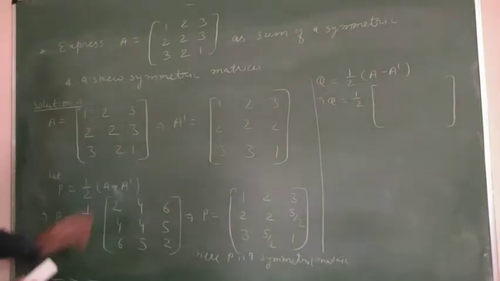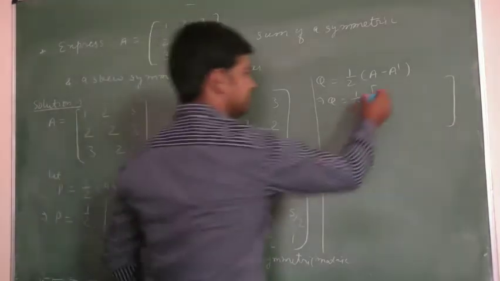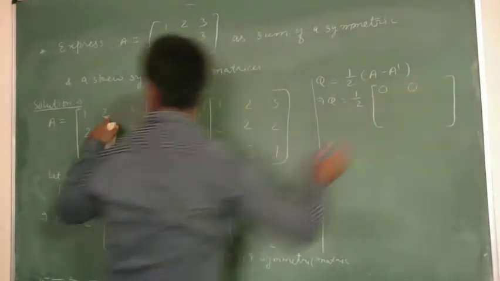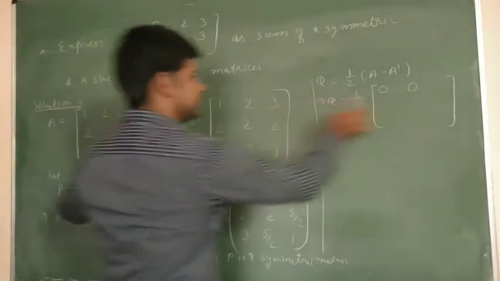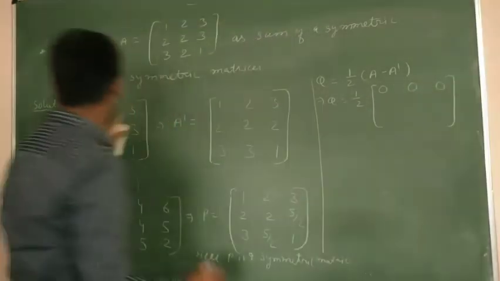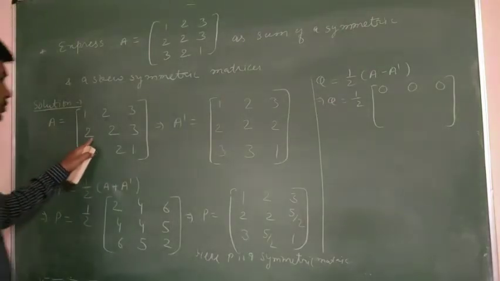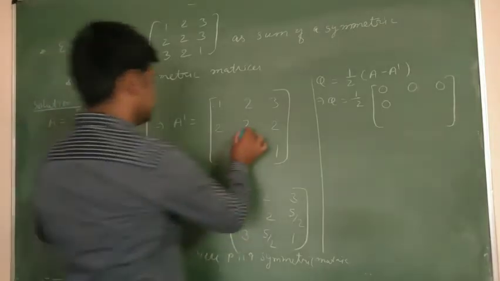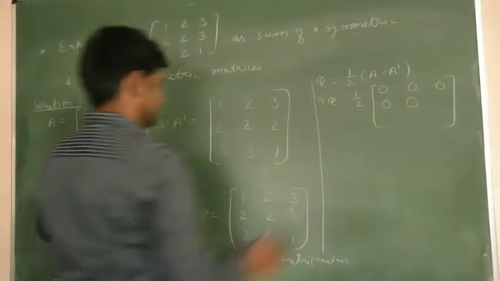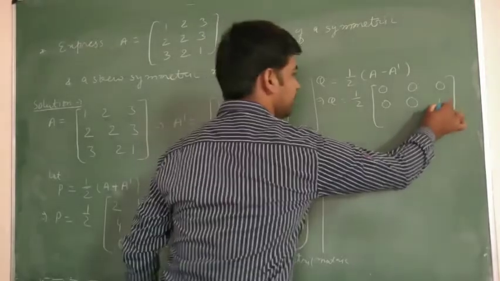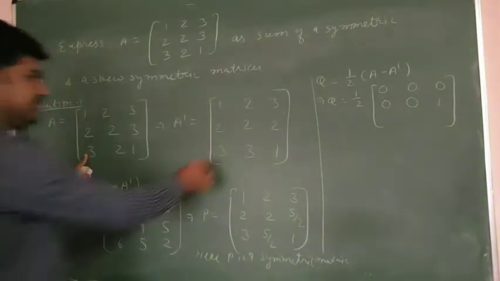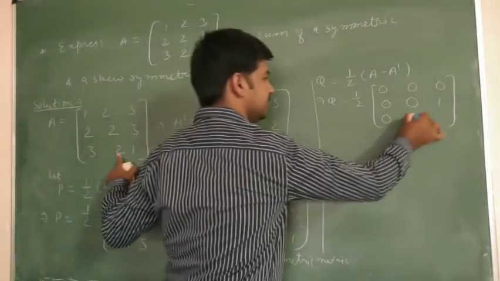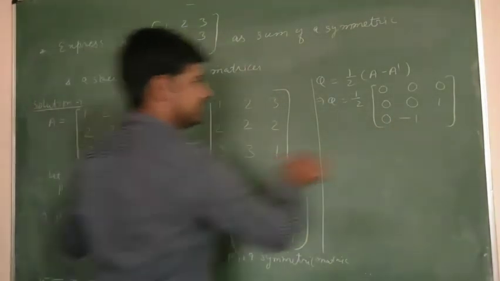So A minus A dash: 1 minus 1 is equal to 0, and 2 minus 2 is equal to 0, 3 minus 3 is equal to 0. Okay, and then 2 minus 2 is equal to 0, then 2 minus 2 is equal to 0, and 3 minus 2 is equal to 1. Okay, 3 minus 3 is equal to 0, 2 minus 3 is equal to minus 1, and the last one is 1 minus 1 is equal to 0.